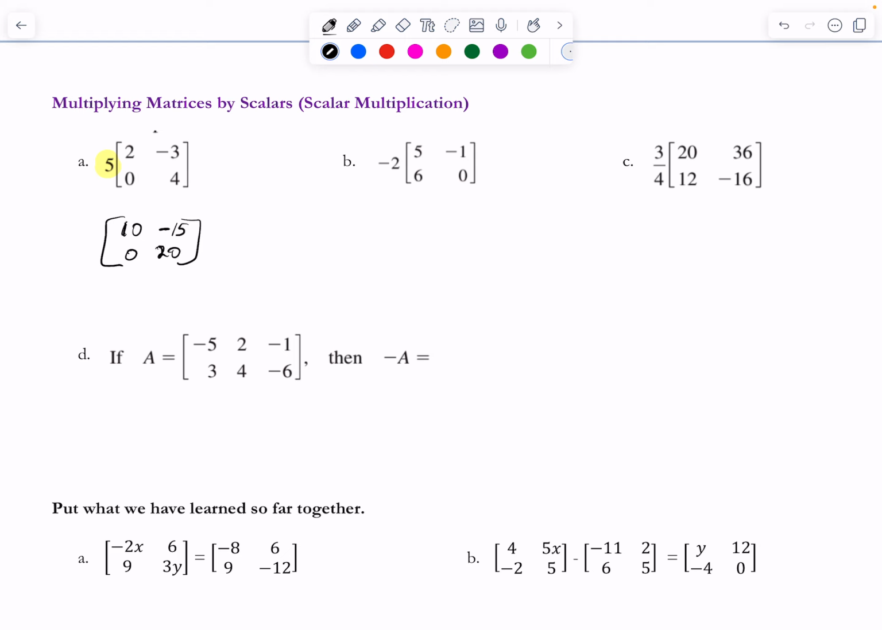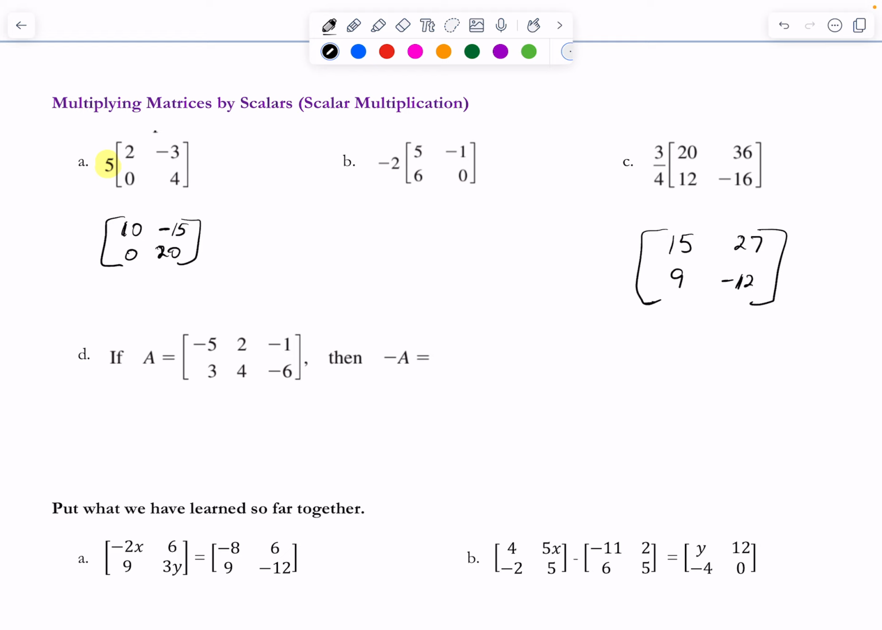Okay, I'm going to skip B and go to C just because it has a fraction. So multiplying all 4 of these by 3/4 is going to be 15, 27, what's that, 9, and then -12. Okay, so that's how we do the scalar products.